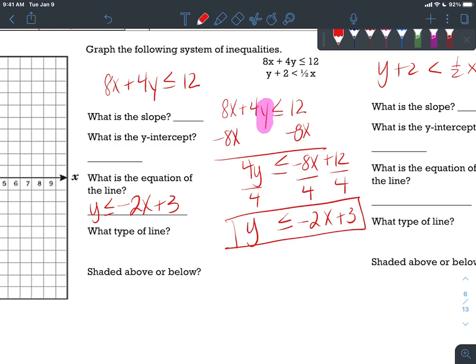So my y-intercept is going to be positive 3, (0, 3). My slope is the number that is attached to x. I see that it has the extra line, so it's going to be solid. I see it's y smaller than, so it's going to be shaded below.